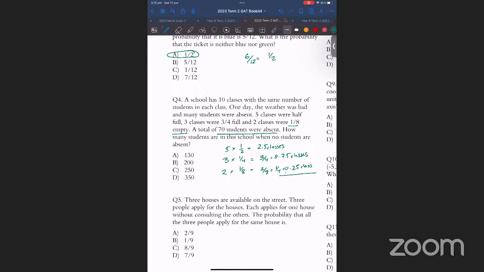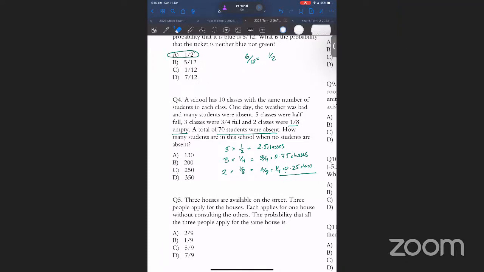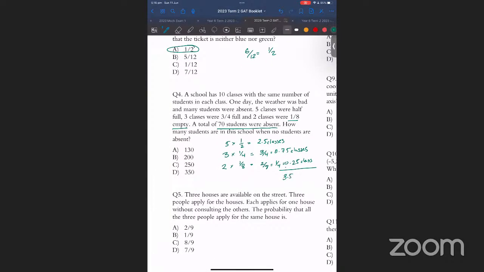1.25? No. 3.25. Correct? 3.5. Sorry, 3.5. So just to be clear, 3.5 classes were empty, right? And that is equal to 70 absent students. Do you guys understand? So 3.5 classes is the same as 70 students.